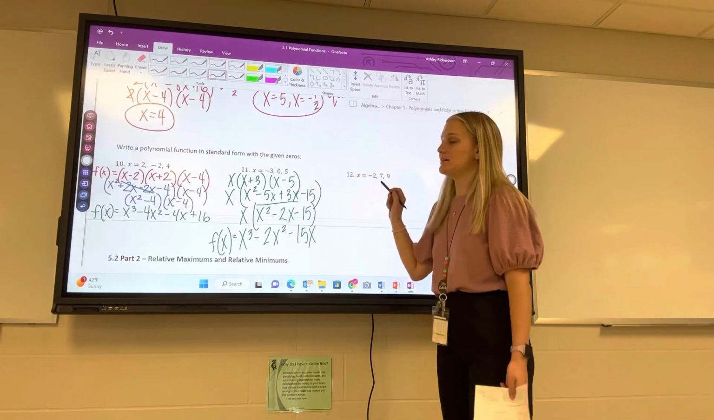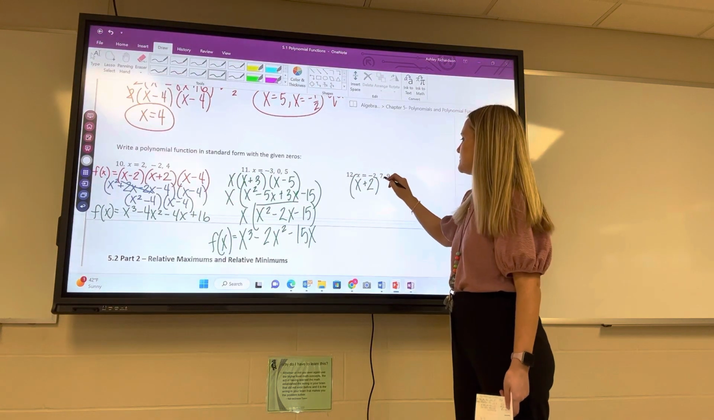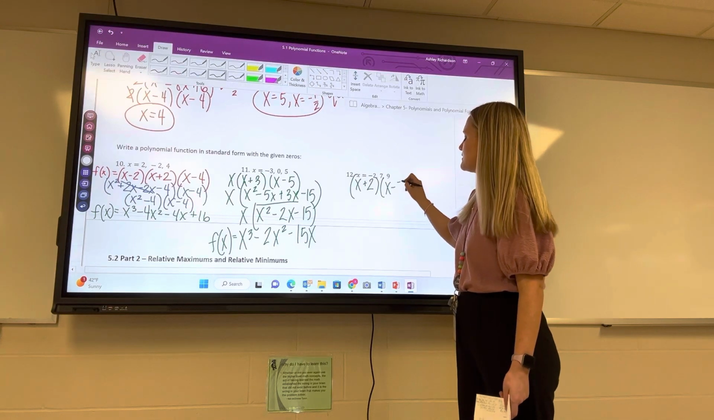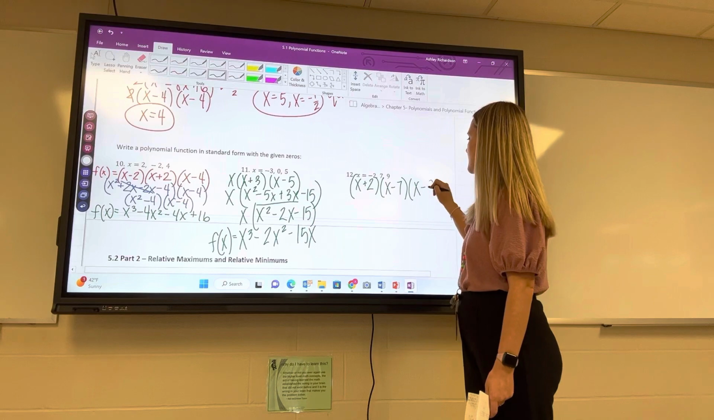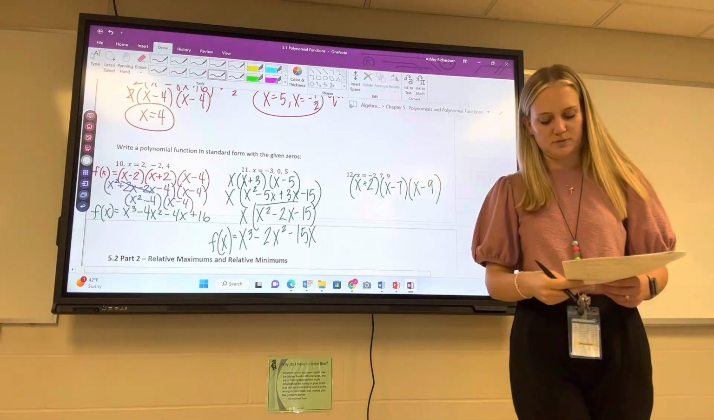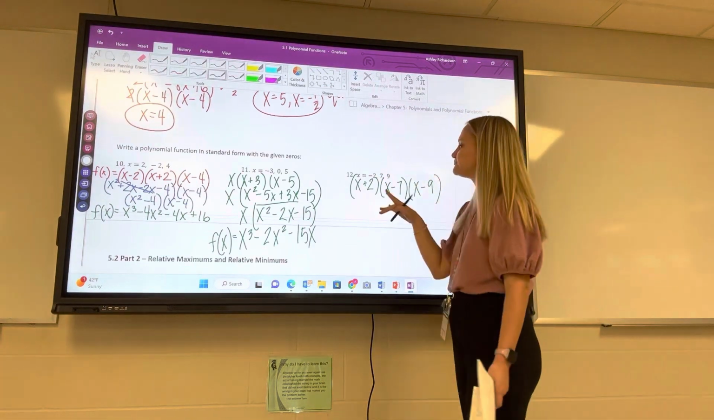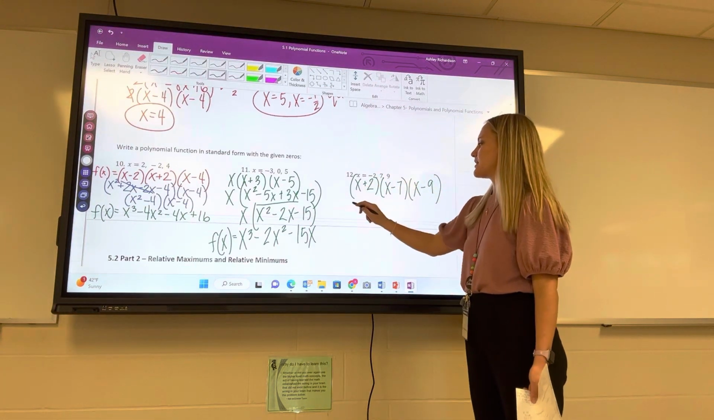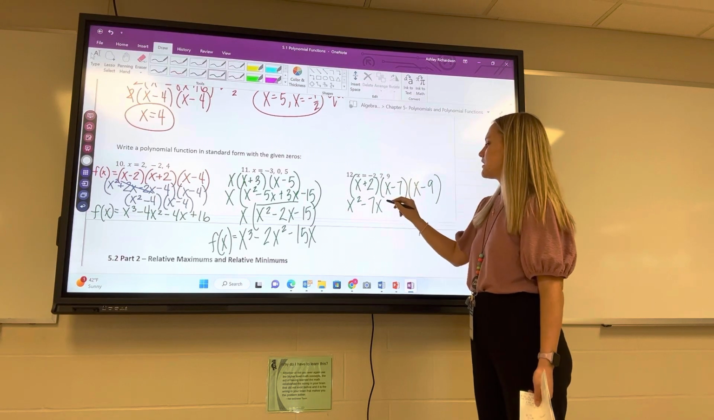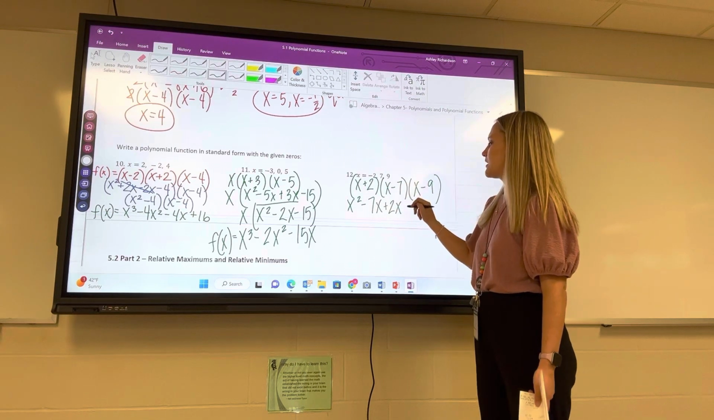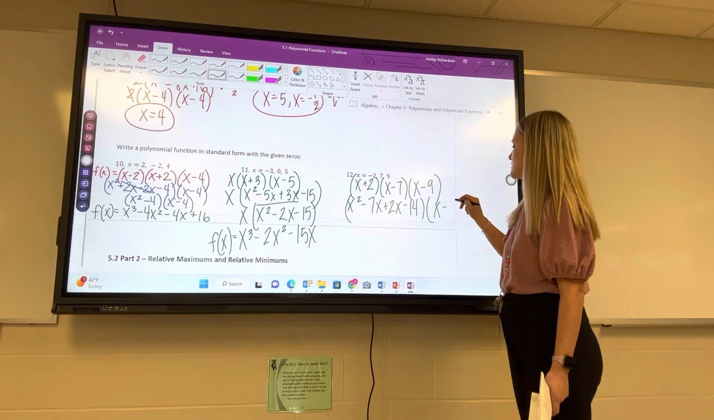So in order for an answer to be negative 2, I would have to have x plus 2. In order for an answer to be 7, I would have to have x minus 7. And in order for a 0 to be 9, it would have to be x minus 9. And then I'm just going to go through and multiply all of these. So we do our front. So x times x is x squared. Outside minus 7x. Inside plus 2x. Last minus 14. And then times x minus 9.